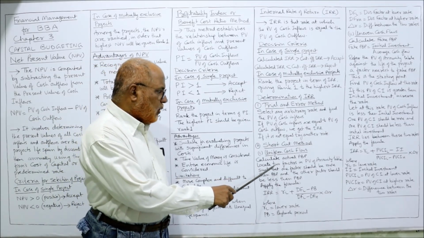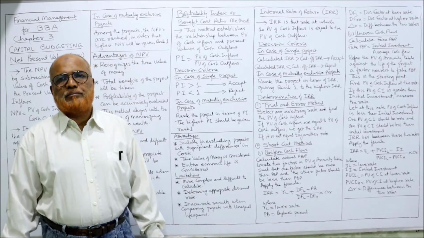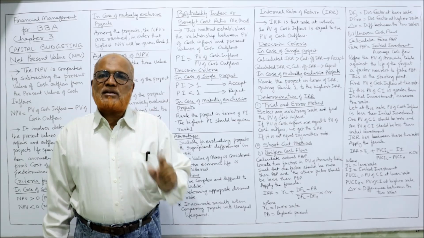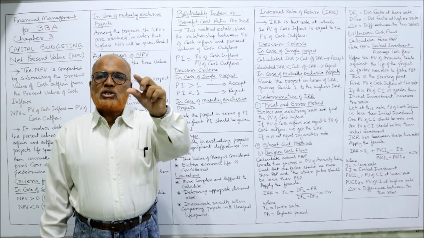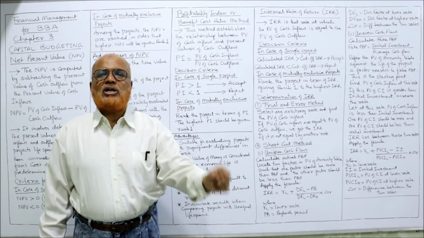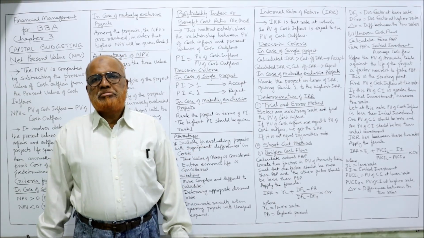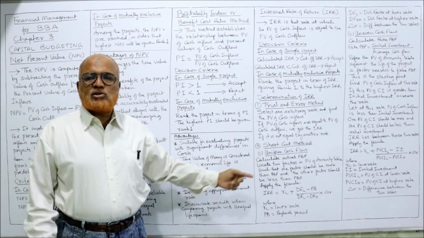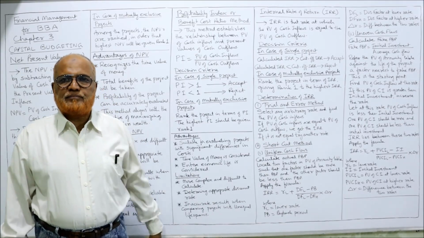Calculate the actual IRR by looking at two factors in the PV of annuity. First, the actual PVP. If the annual cash inflows are constant, first calculate the actual PVP. What is the formula for PVP? Initial investment divided by constant annual cash inflow. This I have already explained in the last video. So initial investment by constant cash inflow gives you PVP. In this case also calculate PVP. Suppose we got PVP 4.5.